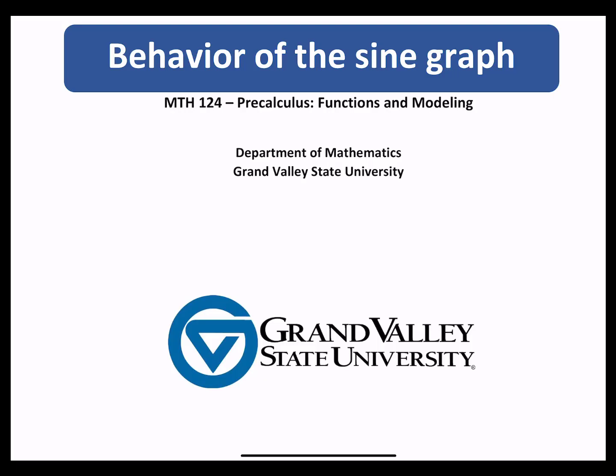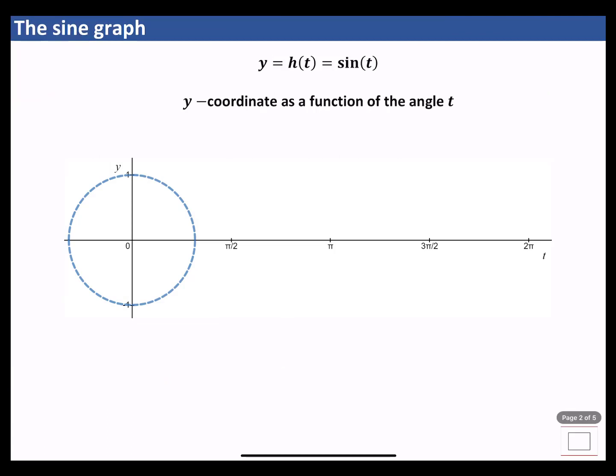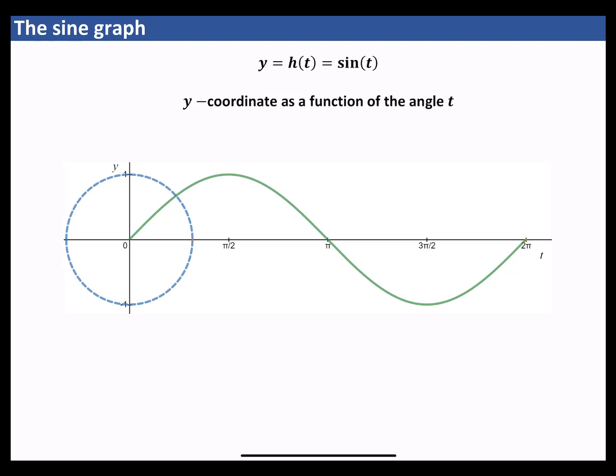Everyone, welcome to this video where we will look more deeply at the behavior of the sine graph. Previously, we defined the sine function so that y equals h of t equals the sine of t. So if we were tracking a point along the circumference of the unit circle, the y coordinate of that point would be a function of the angle t. So again, let's look at the behavior of the sine graph in more detail.